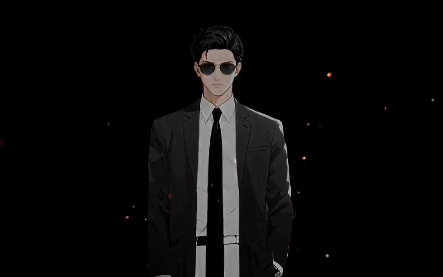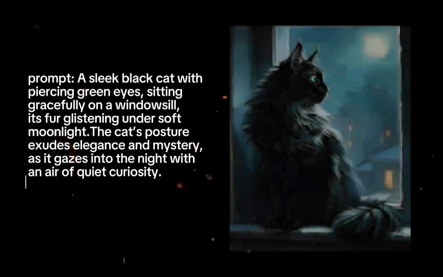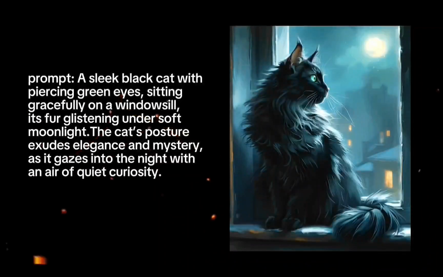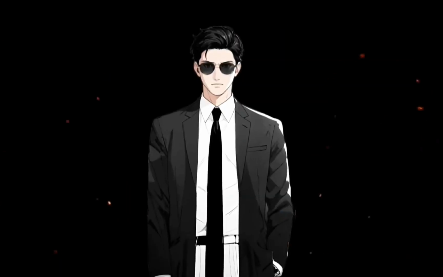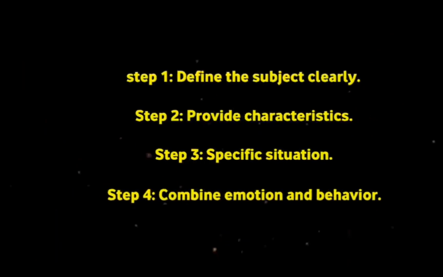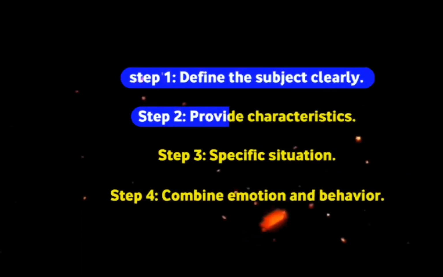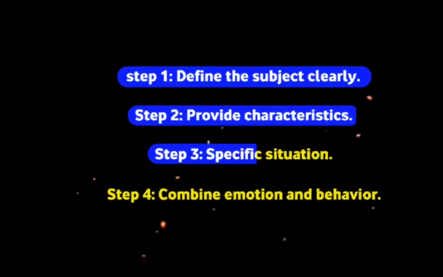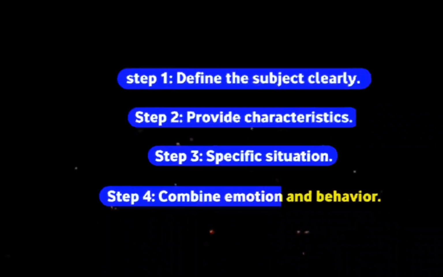Subject description refers to a detailed and specific textual description of the main object or focal point in the image. And to describe the main subject, we have to follow 4 steps. Step 1, define the subject clearly. Step 2, provide characteristics. Step 3, specific situation. Step 4, combine emotion and behavior.